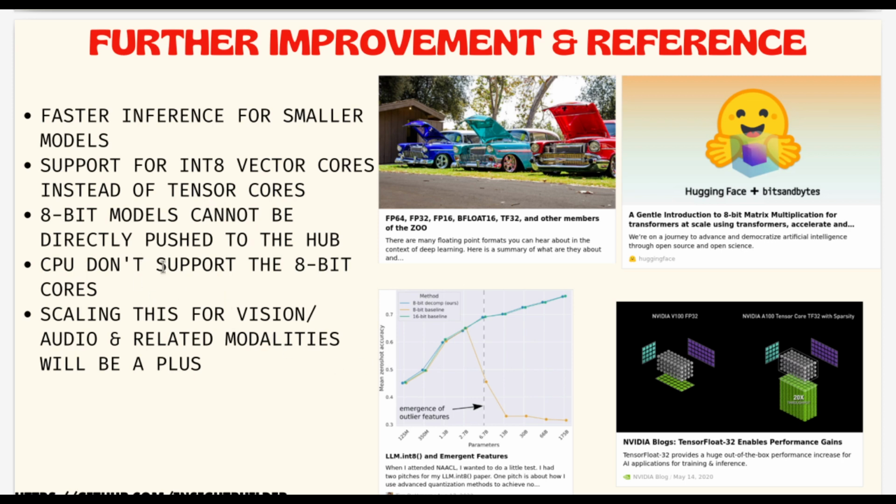As I was saying, CPUs don't support 8-bit cores. So one more improvement will be to make the models support CPU, and scaling this idea to vision and audio related modalities. You must be aware that models are not only in text, they can be in audio or video too. You must have already seen image related models like DALL-E, Stable Diffusion, etc. This particular point is talking about that.